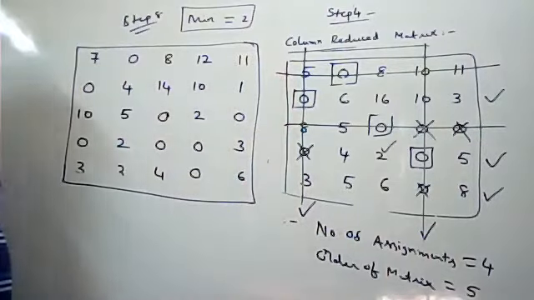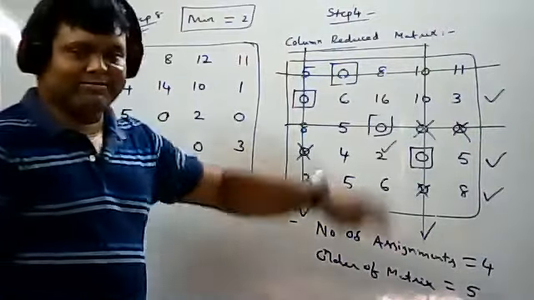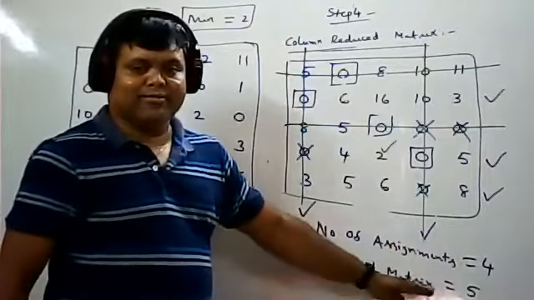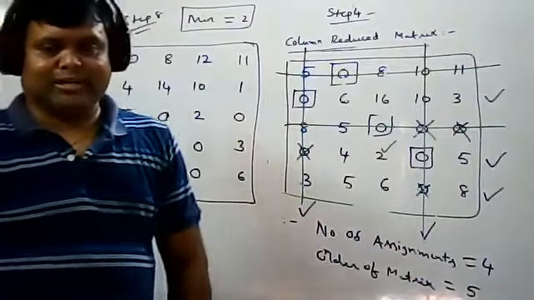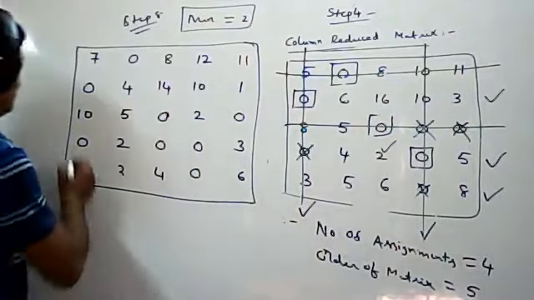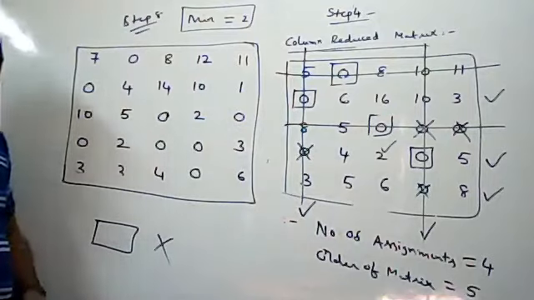Now step number 9 is nothing but you have to go to step number 5 and repeat the procedure until you get number of assignments equal to order of the matrix. So what is step number 5? You have to make the assignment and cross symbols. So you know the procedure.